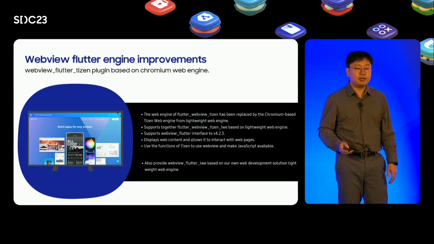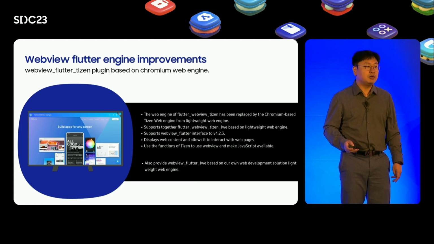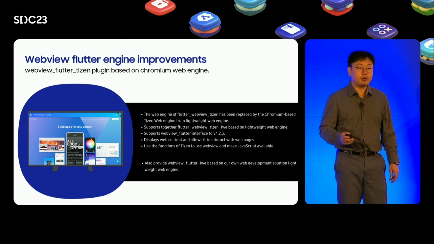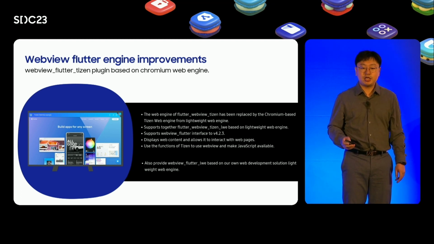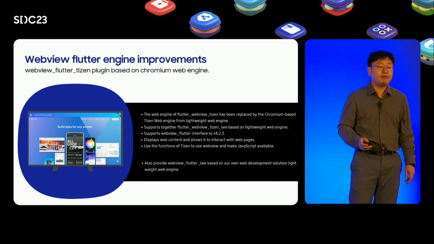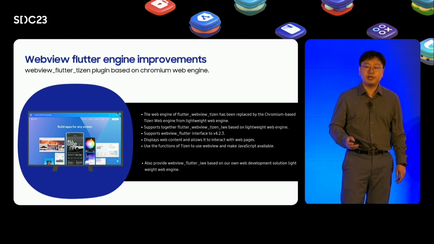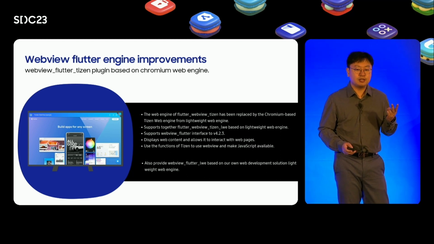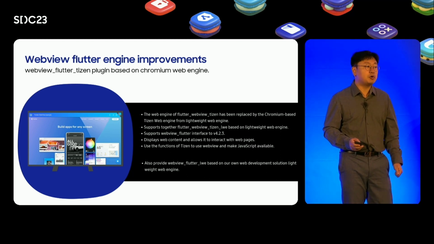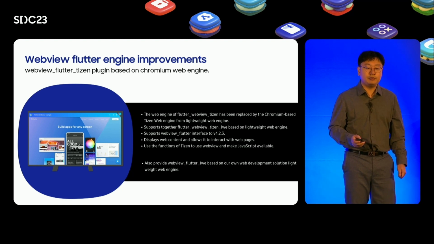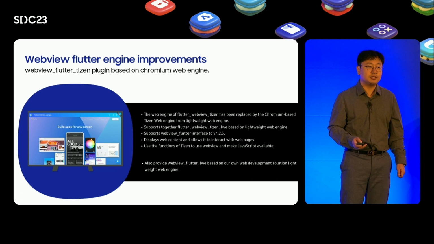First, let me tell you about the web view. Until last year, web view was provided based on a self-developed web engine called Lightweight Web Engine. However, this has been changed to use the current Chromium-based web engine. So the compatibility of the web view with the existing mobile has been further increased. So now, we provide two web views with two web engines. You can choose and use either web view according to your situation. Lightweight web view can be used for lightweight tasks, and Chromium-based web view can be used if you require full features.